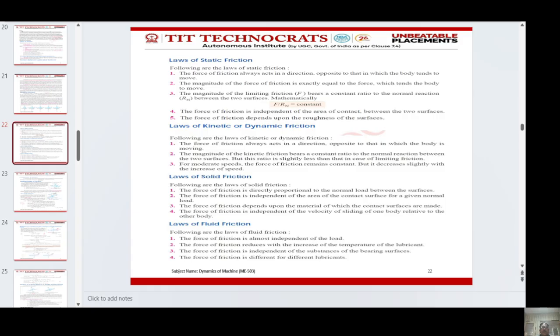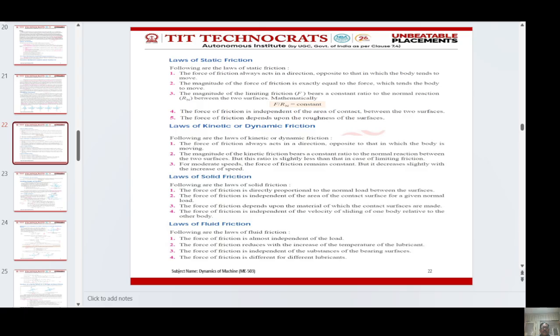Laws of kinetic or dynamic friction. Following are the laws of kinetic or dynamic friction. The force of friction always acts in a direction opposite to that in which the body is moving. The magnitude of kinetic friction bears a constant ratio to the normal reaction between the two surfaces, but this ratio is slightly less than that in the case of limiting friction. For moderate speeds, the force of friction remains constant, but it decreases slightly with the increase of speed.